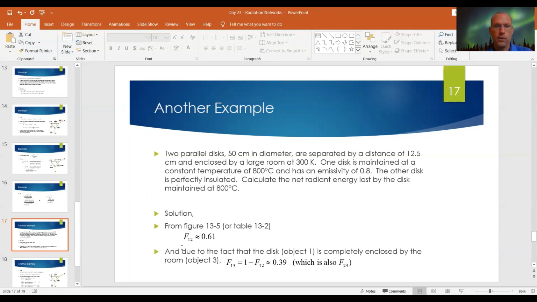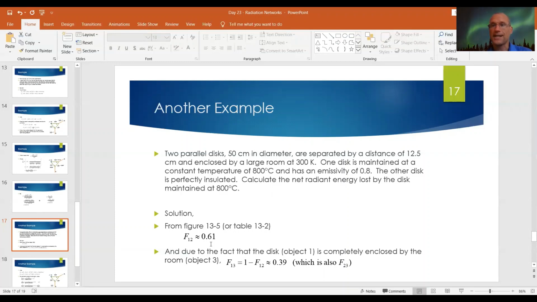So for this, I'm going to need to know my shape factors. It's very similar, again, to what we did last class. There's an example using two discs. In Figure 13.5 or Table 13.2, there's an equation. I can get F12 is 0.61. Notice in this case that the two discs are both 50 centimeters in diameter, so they're the same area. Because they're the same area, A1 F12 equals A2 F21. So F12 and F21 are both 0.61 in this case.